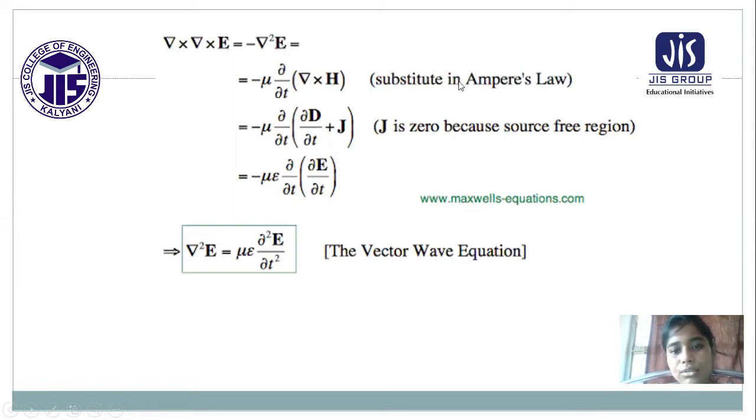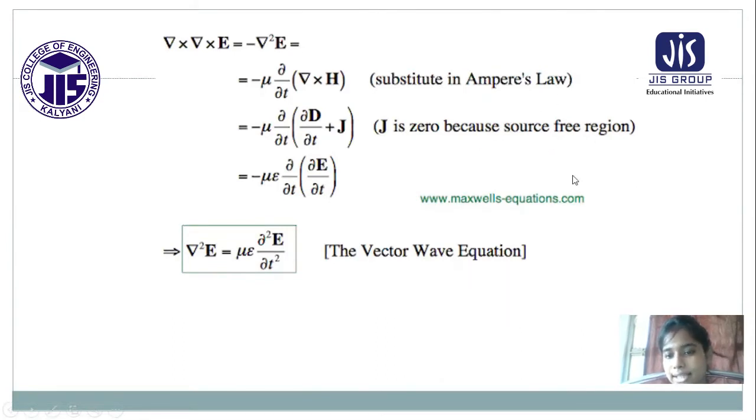Now substitute in Ampere's law. Ampere's law means the integration over B dot dl equals mu naught I, as we know. In that case we can write nabla cross H equal to J, which we can prove from Ampere's law. That's why it is written here: substitute in Ampere's law. So minus mu del T of nabla cross H equals minus mu del T of del D by del T plus J. J is 0 because it is a source free region.